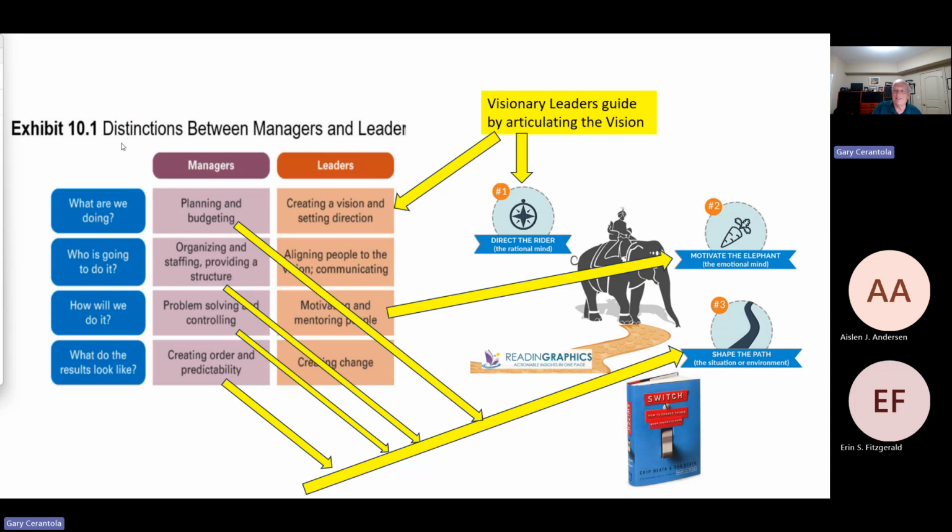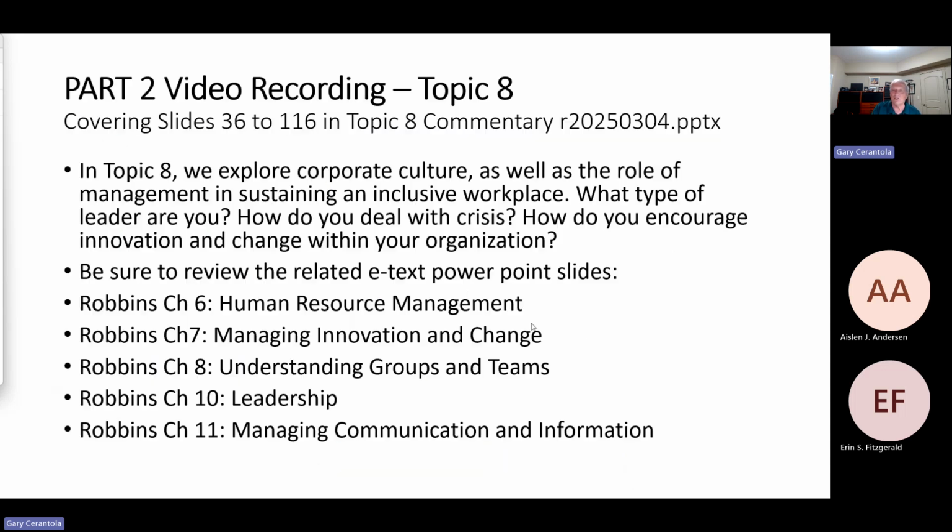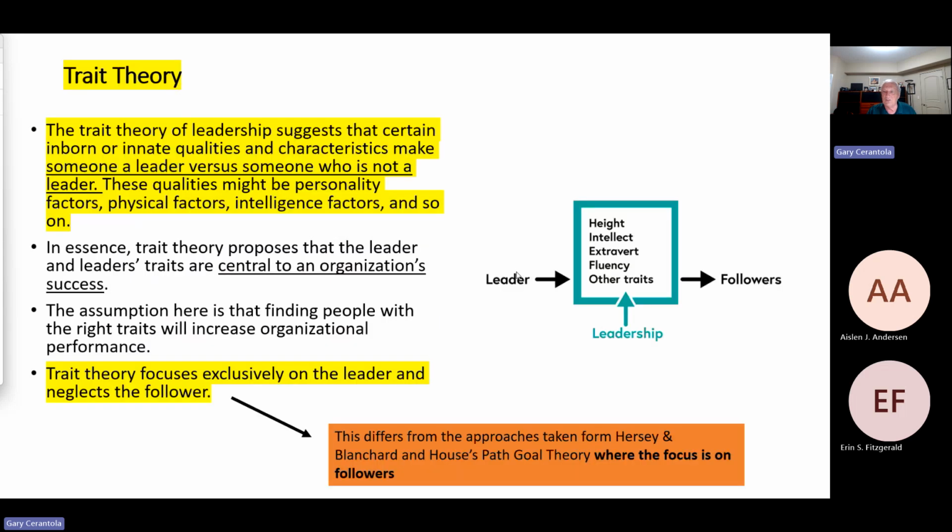But if you take a look at how this all fits, this is what this diagram is showing you. Don't worry about this. What you need to worry about is trait theory. And again, there's a lot of highlighting going on here. The trait theory of leadership suggests that certain inborn or innate qualities and characteristics make someone a leader versus someone who is not a leader. These qualities might be personality factors, physical factors, intelligence factors, and so on. And that trait theory is tied into national culture as well. What's viewed as significant in a national culture?